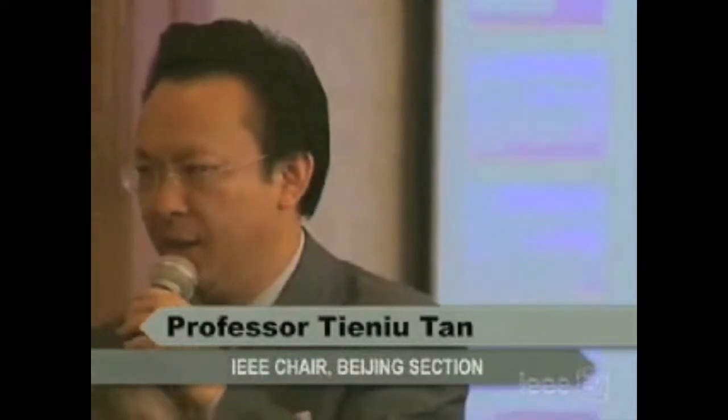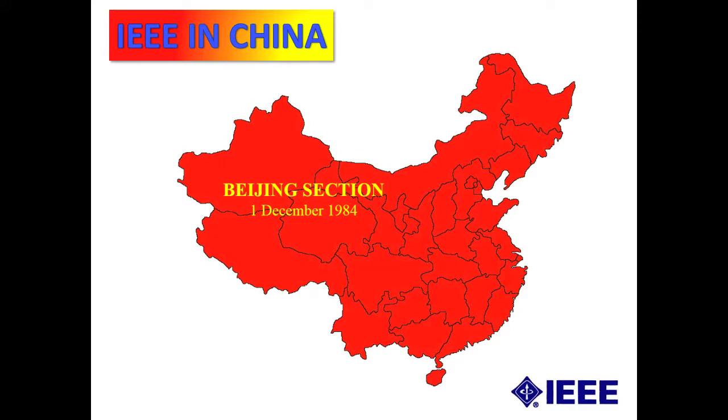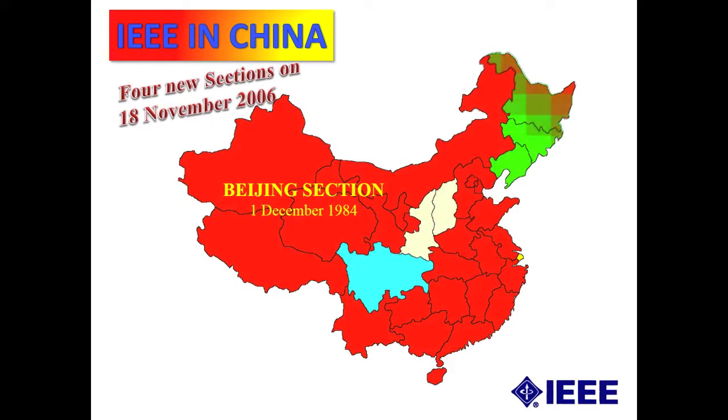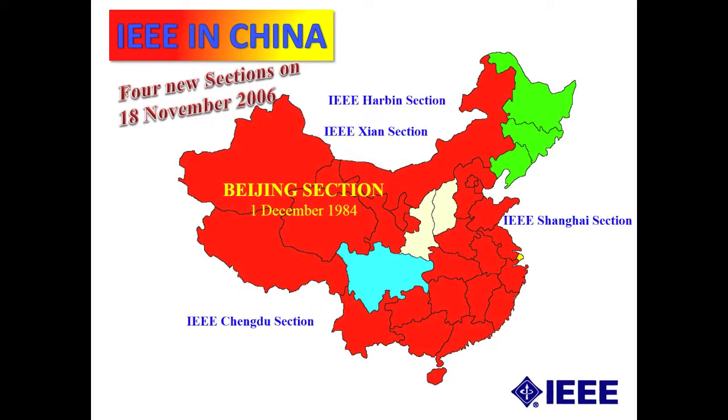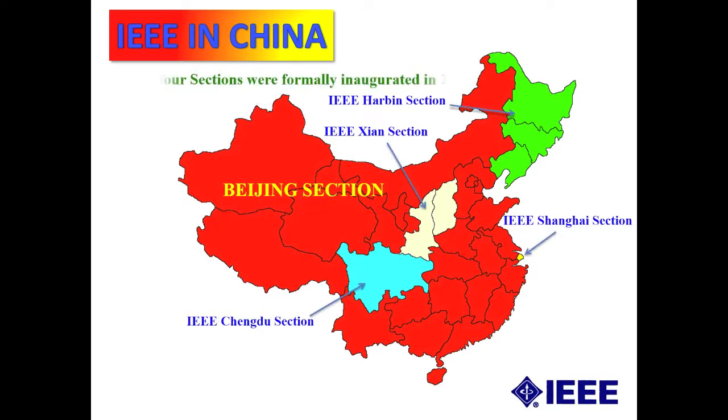I want, during my term, to make sure we have at least eight sections. As at the moment, we only have one section, that is the Beijing section. And we want to establish not only Beijing section, but also Shanghai section, Xi'an section, Chengdu section, Harbin section, Guangzhou section, and this place. Within next 2 years, six more sections were established, four in November 2006, and two in 2007. Also in 2007, the IEEE China Council was formed to coordinate and promote collaboration among all seven sections.